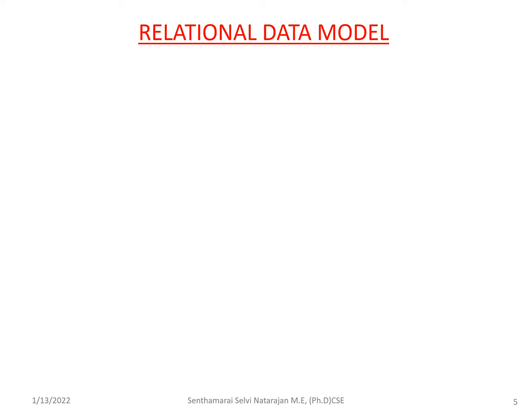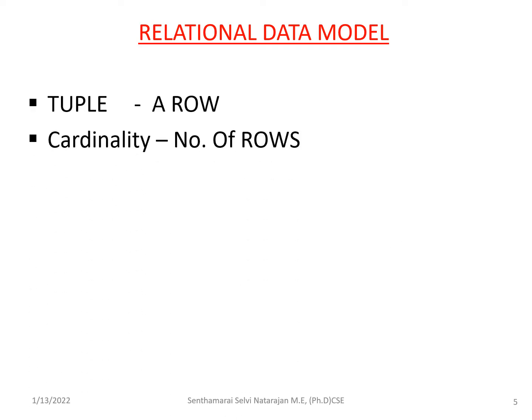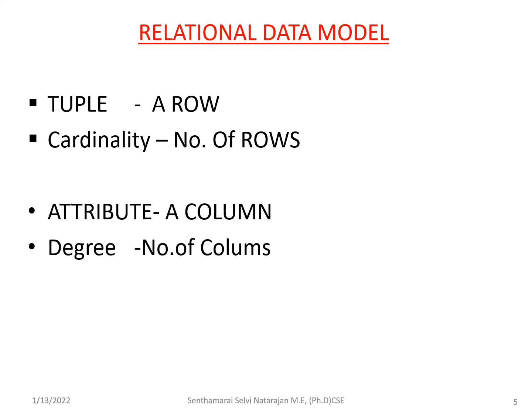Next, we move on to the relational data model. Regarding this, the important two terms are tuple and attribute. Tuple is a row, and attribute is a column. So you know, tuple is a row and attribute is a column. What is cardinality? It specifies the number of rows. So tuple and cardinality regard the rows; attribute and degree specify the number of columns.